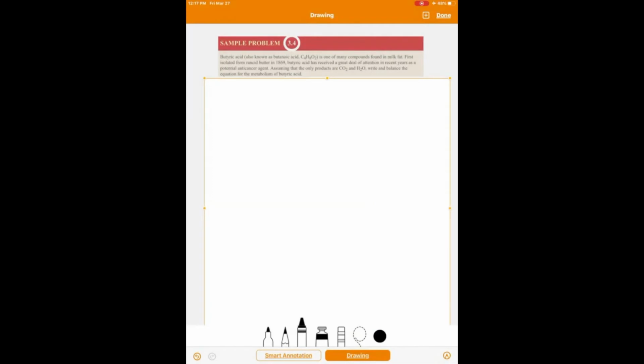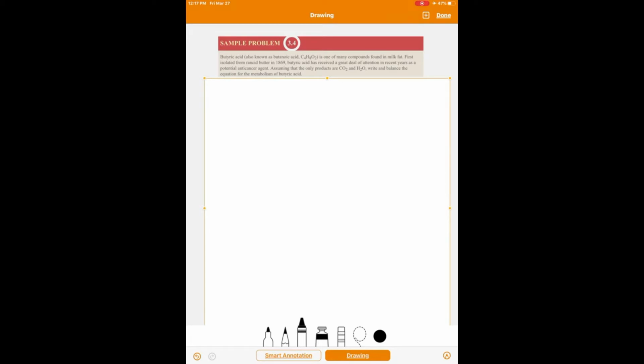Okay, let's take a look at the sample problem. This is sample problem 3.4. It says that butyric acid, which is also known as butanoic acid, has the chemical formula C4H8O2, is one of many compounds found in milk fat. First isolated from rancid butter.